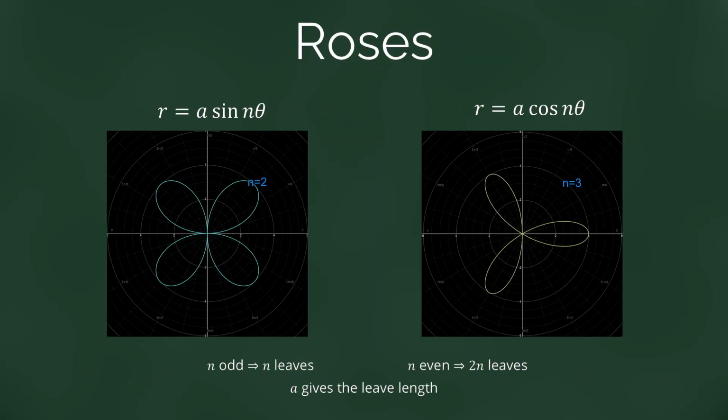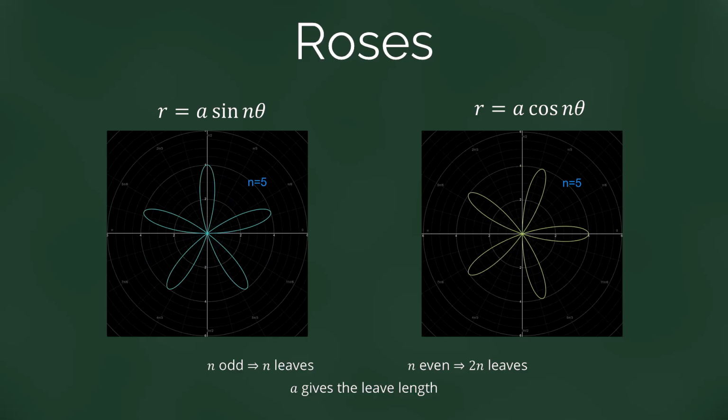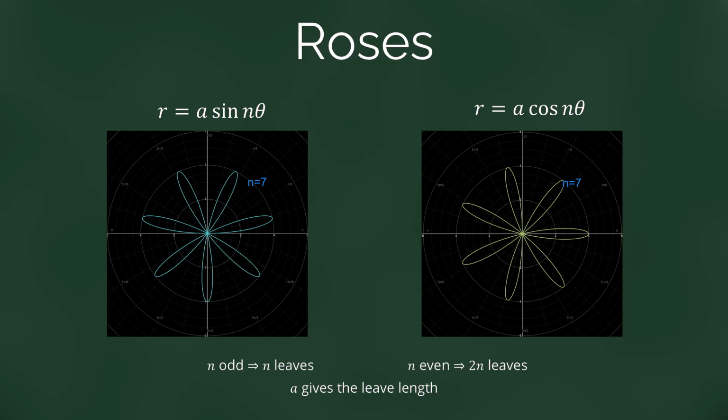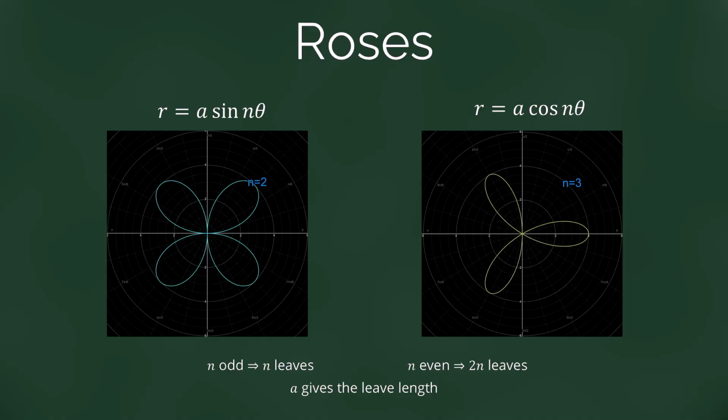Our next group are the roses. These are of the form r equals a sine n theta, or r equals a cosine n theta. In this case, a is going to determine the length of the leaves of the rose, and n is going to determine the number of leaves.